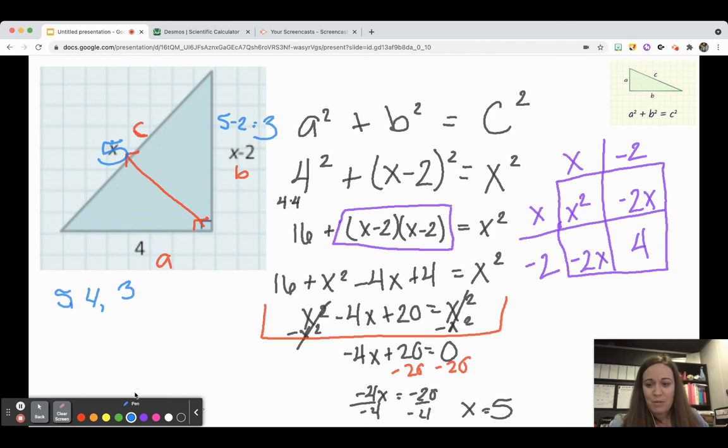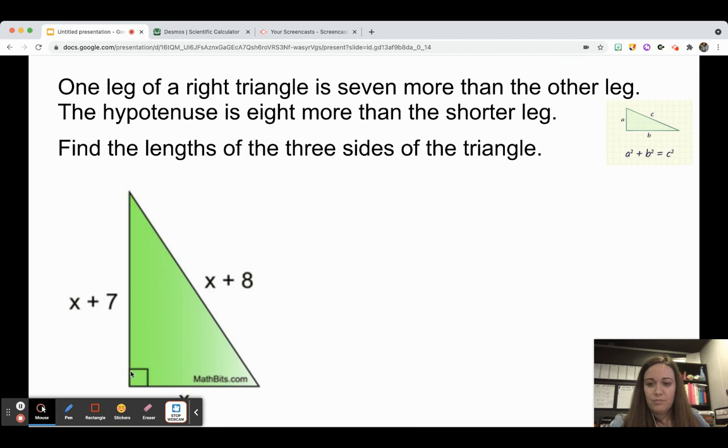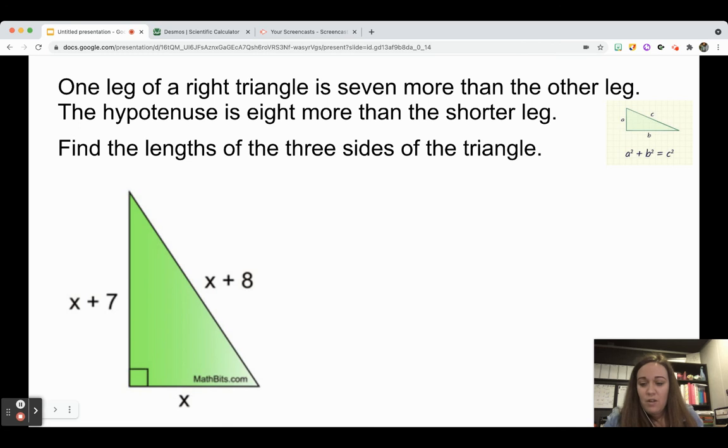Okay, let's check out another problem. One leg of a right triangle is 7 more than the other leg. The hypotenuse is 8 more than the shorter leg. Here is what all those words look like. We have a leg. The leg of a right triangle is 7 more than the other leg, so we already know the other leg has to be the shortest one, because the longest side is always C. The hypotenuse is 8 more than the shorter leg. So if one is 7 more, this is the shorter.